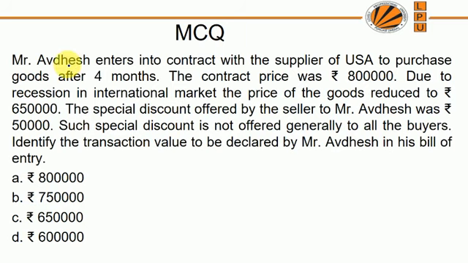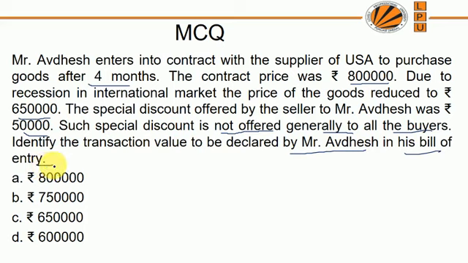Next MCQ: Mr. Abdesh enters into a contract with a supplier of USA to purchase goods after 4 months. The contract price was 8 lakh rupees. Due to the recession in the international market, the prices of goods reduced to 6,50,000 rupees. The special discount offered by the seller to Mr. Abdesh was 50,000. Such special discount is not offered generally to all the buyers. Identify the transaction value to be declared by Mr. Abdesh on his bill of entry.